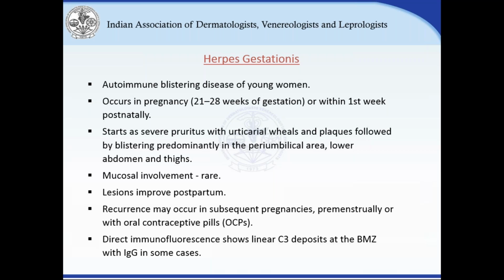They can pass across the placenta, and when the child is born, the child can have bullous pemphigoid-like lesions. But because the antibodies are not being produced by the child, within a week the lesions disappear and no more lesions occur, right? But the mother will keep on having lesions. Post delivery, the lesions improve, right? And there may be recurrence in subsequent pregnancies.